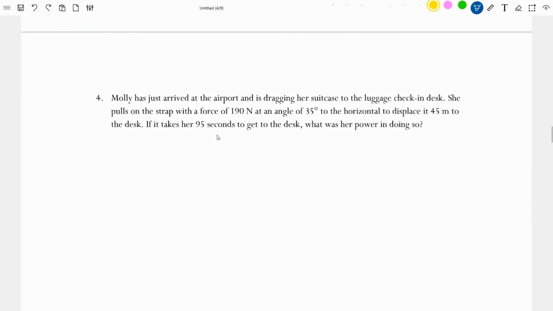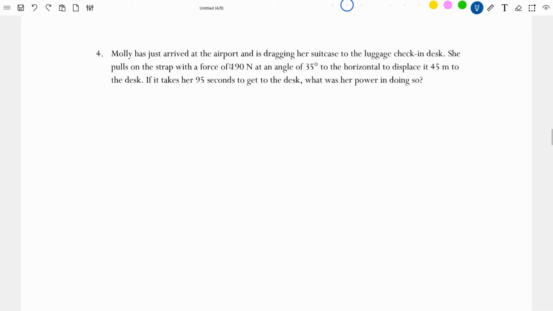Number 4. Hi, Molly. How are you doing? Molly has just arrived at the airport. Molly, this is not the time for travel. I'm a little disappointed, I have to say. Arrived at the airport, dragging her suitcase to the luggage check-in desk.